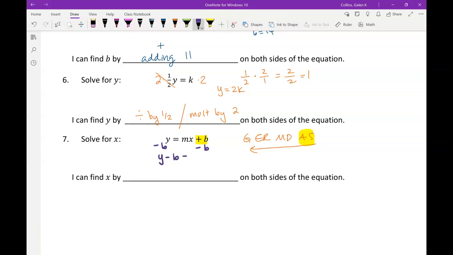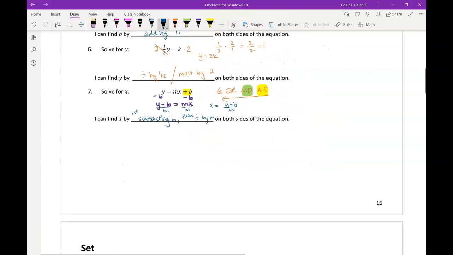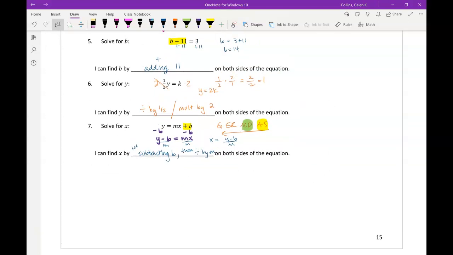So now I have y minus b equals m times x. And then I need to undo the multiplication of m by division. So when I divide both sides by m, I get x equals y minus b divided by m. So I can find x by subtracting b first, and then, or next, dividing by m on both sides of the equation, and that order is really important there. All right, that concludes the Ready section of the practice.